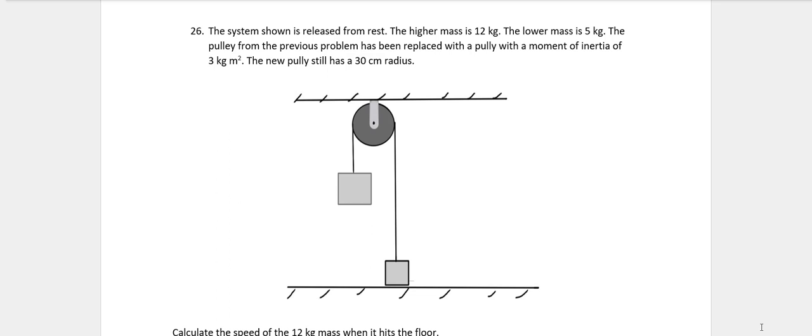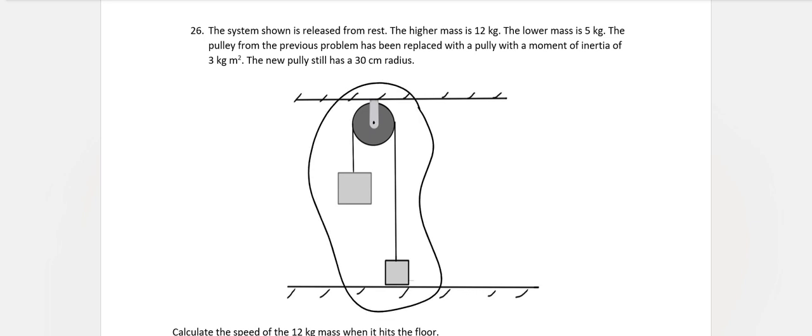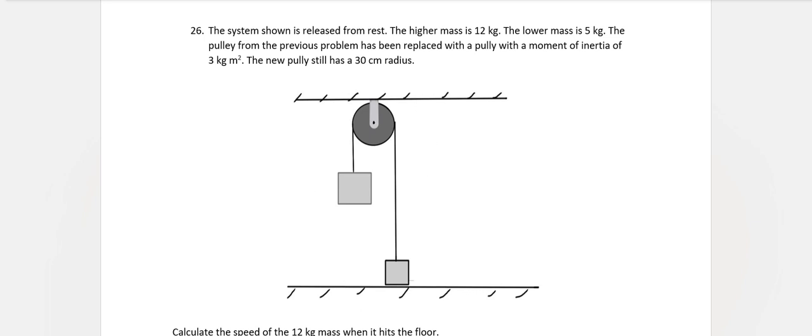In your homework, we have this system, which is released from rest, really common physics language. The higher mass is 12 kilograms, the lower is 5. The pulley from the previous problem has been replaced with a pulley with a moment of inertia of 3 kilogram meters squared. So that's referring to this over here. Calculate the speed of the 12 kilogram mass when it hits the floor.